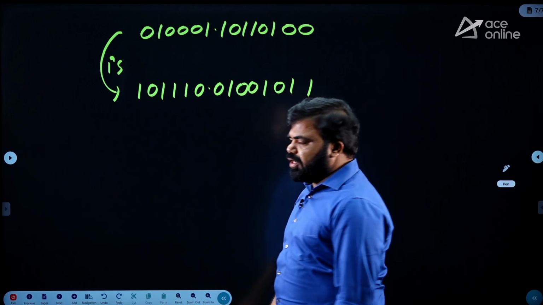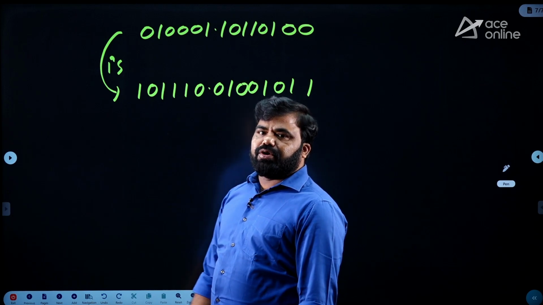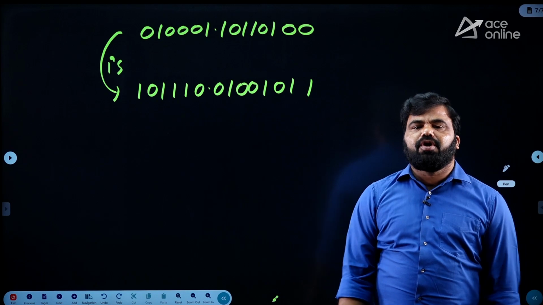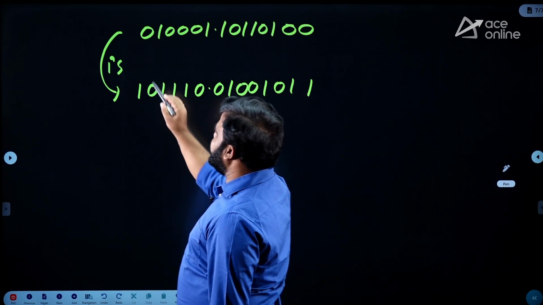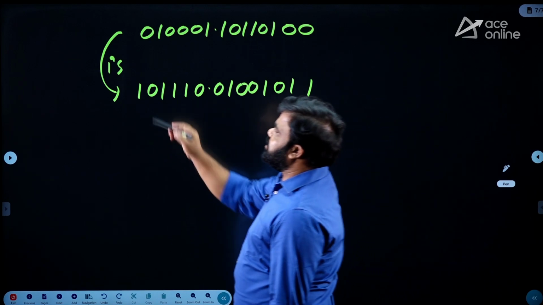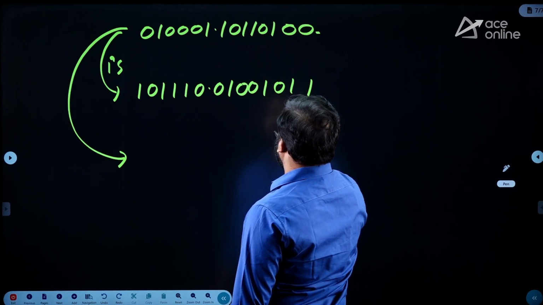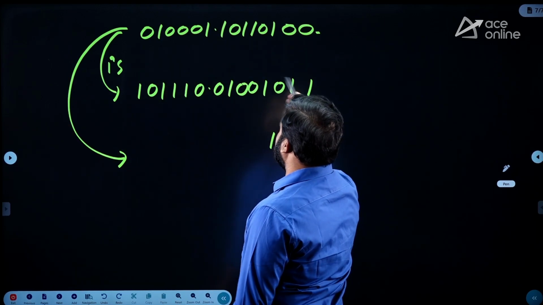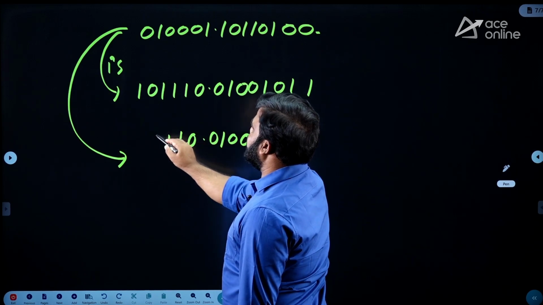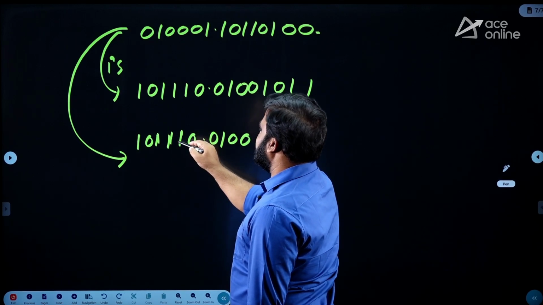What have we done here? Complementing all the bits, changing from 0 to 1 as well as 1 to 0. Complementing all the bits results in 1's complement. If I want to get 2's complement, adding 1 to the LSB is one method. Another method is, what is that? Up to the first non-zero LSB as it is, and the remaining bits should be complemented. 1, 0, 0, 1, 0, 0, 1, 1, 1, right? 0, 1, 0, 1.